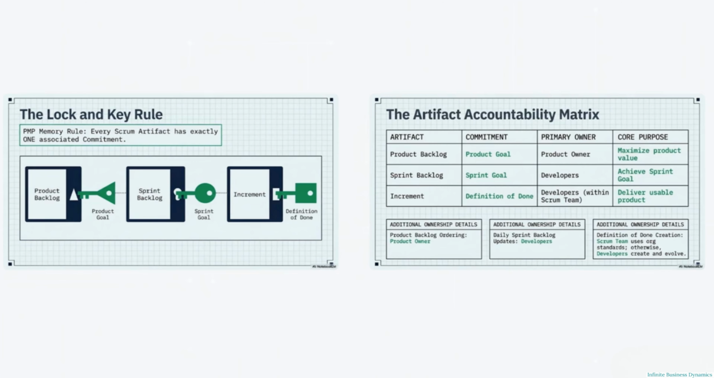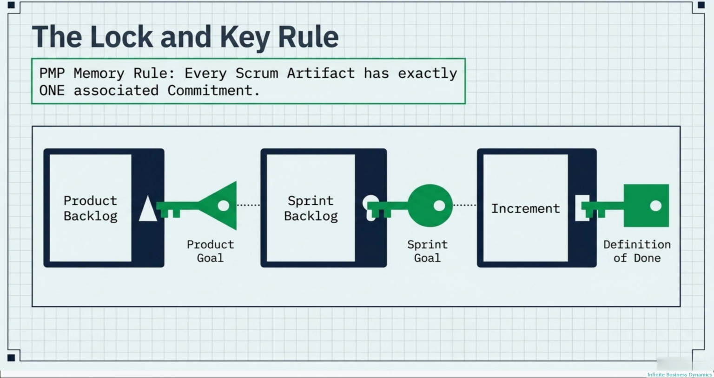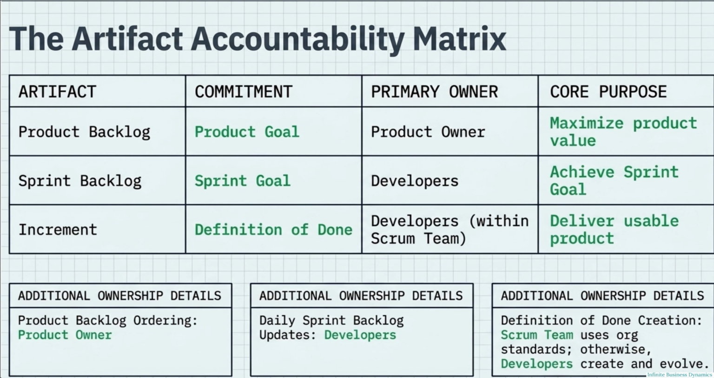Every single Scrum artifact has exactly one associated commitment acting as its key. You cannot have one without the other because without a commitment, an artifact is just a glorified wish list. We call this the lock and key rule. The product goal locks securely to the product backlog, and that is owned by the product owner. The sprint goal locks to the sprint backlog, and that is owned strictly by the developers. And finally, the definition of done locks to the increment.